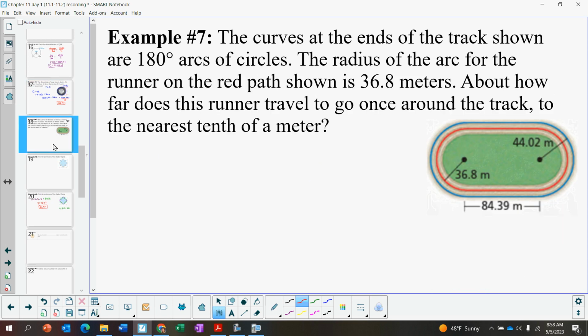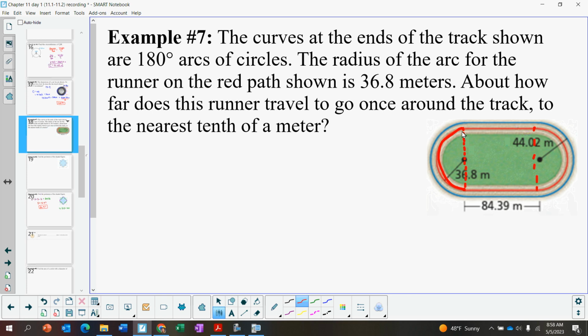All right, another example here. The curves at the ends of a track shown are 180-degree arcs of circles. So basically, they're showing us that if I were to draw the diameter here, this portion is half of a circle. And the same thing's going to happen at the other end. The radius of the arc for the runner on the red path shown is 36.8 meters. Now, how far does this runner travel to go once around the track to the nearest tenth of a meter?